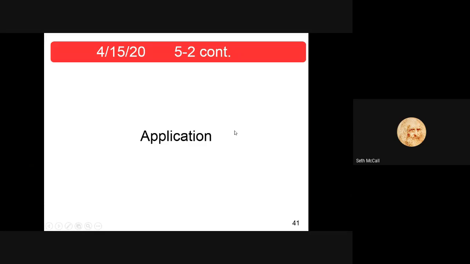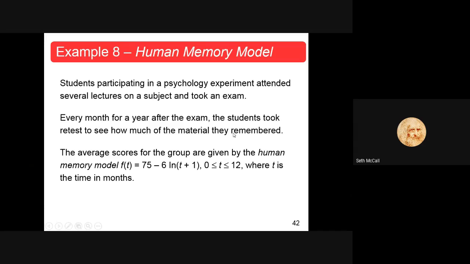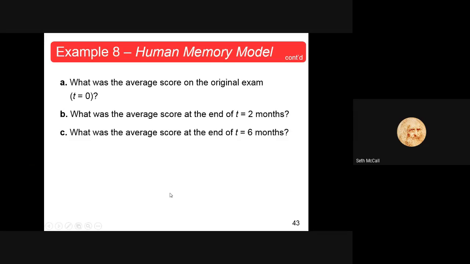So all right, let's get at this problem. Students participating in a psychology experiment attended several lectures on a subject and then took an exam. Every month for a year after the exam, the students took retests to see how much of the material they remembered. The average scores for the group are given by the human memory model f of t equals 75 minus 6 natural log of the quantity t plus 1, where t is from 0 to 12, and t represents the time in months. So they want us to do three things in this problem.